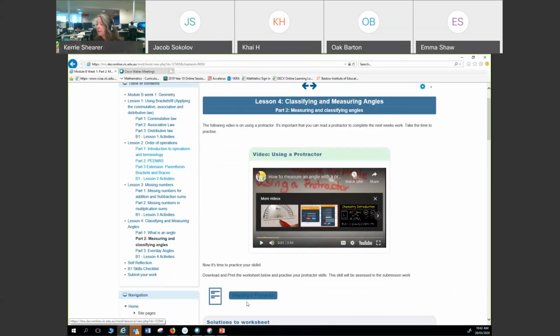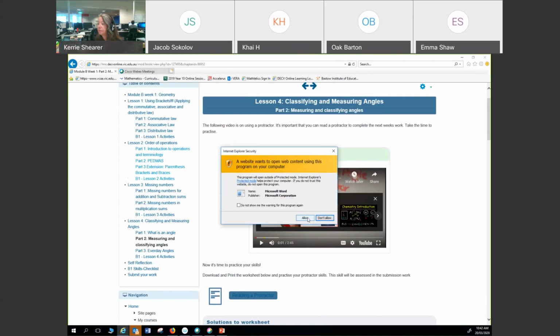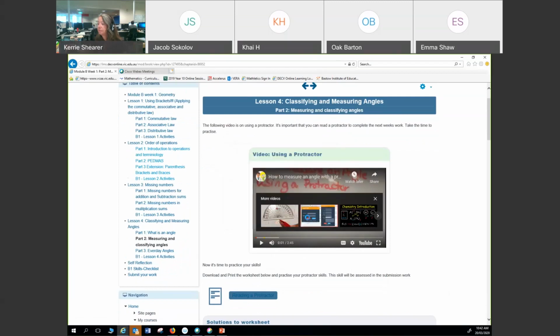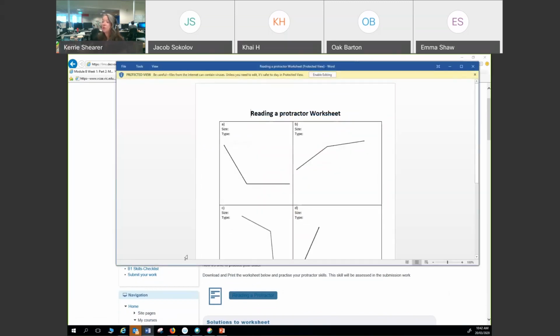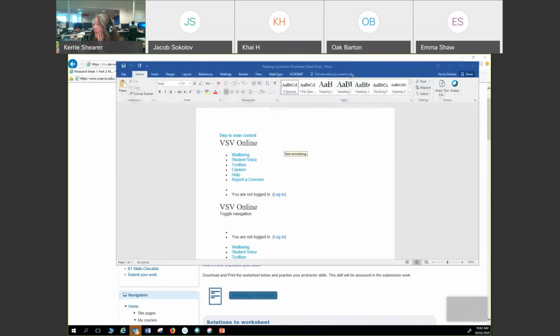And down here, you'll see there is a worksheet. If I click on that, up comes a worksheet. The only way you're going to be able to do this is if you print it out and use a protractor to measure. Having said before, we should always show which angle we want. None of these do.